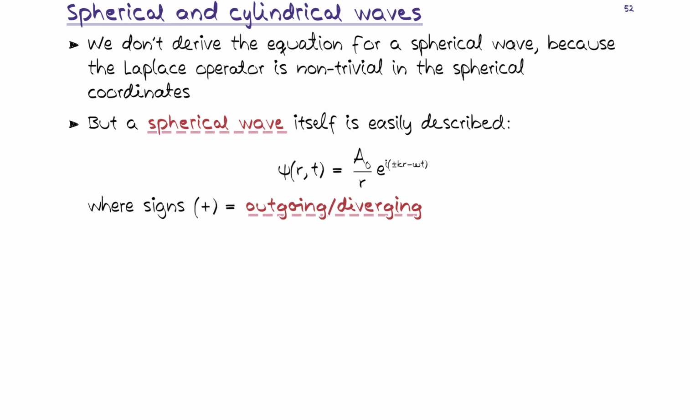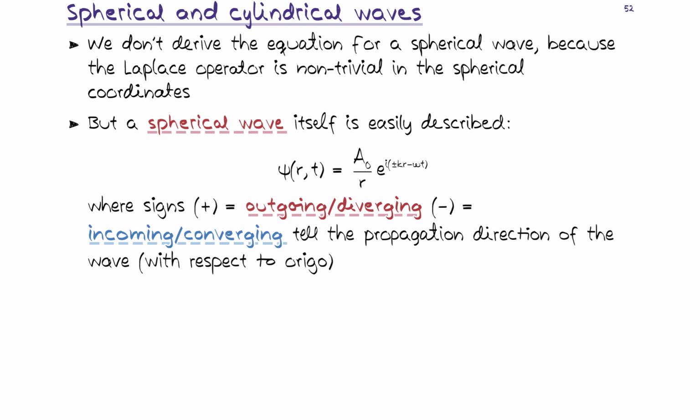The plus or minus sign before the kr term means that the plus sign corresponds to an outgoing or diverging wave, a wave that is leaving the origin, and the minus sign means that we have a wave that is incoming or converging into the origin. So basically they tell the direction of propagation of the wave with respect to the origin point. This is the notation we have, and depending on the situation, you may need to use either an outgoing wave or an incoming wave.